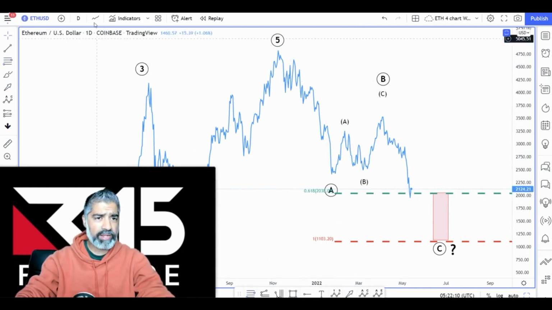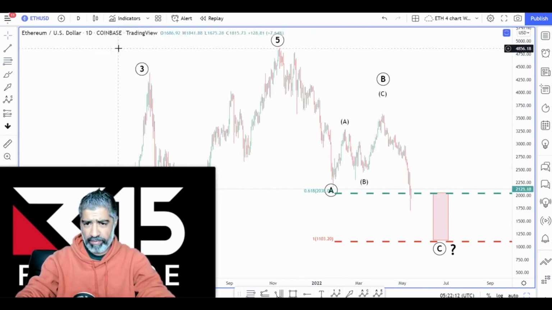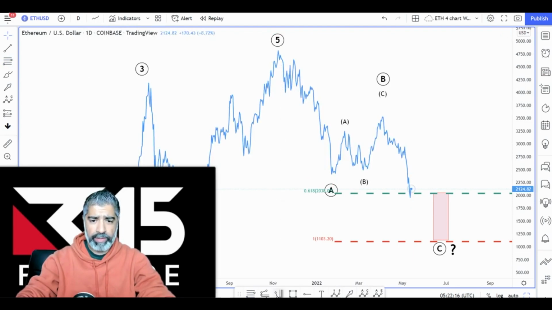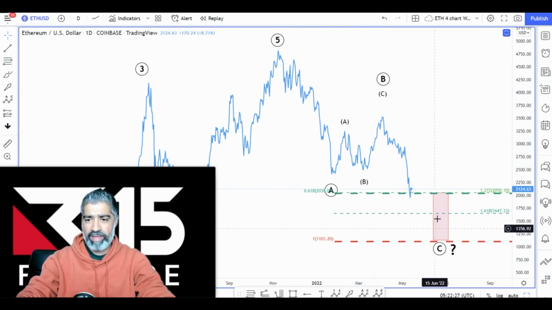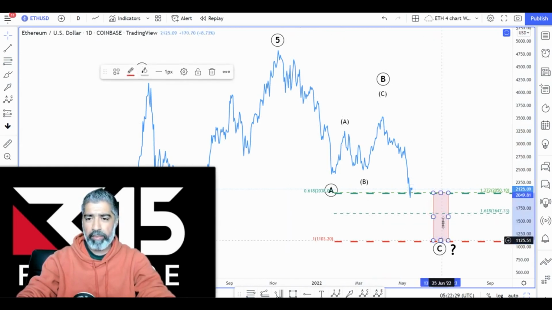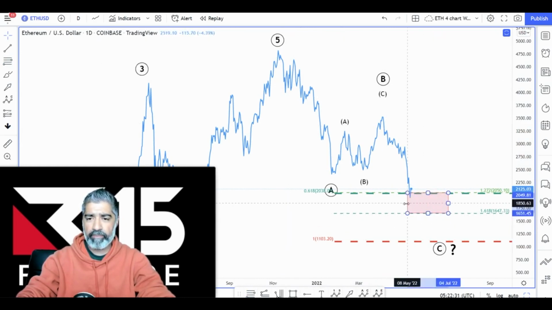We can do an external retracement. Over here, this is a typical end of a wave C. There's 1.618. We're going to be aware of that. That means this is more highly probable up here, this zone over here.